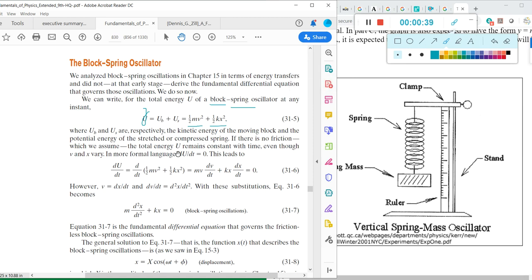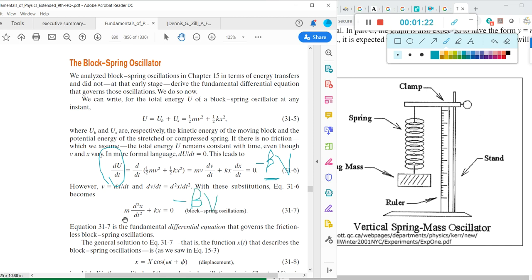And when we take the derivative of the system energy with respect to time, the rate of change of energy is 0. In this case, we get a second-order differential equation like this. But in real life, there's always friction. So let us assume that the rate of change of energy is always proportional to the velocity of the block. Beta is the frictional constant.